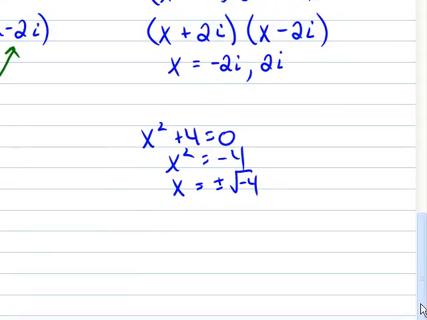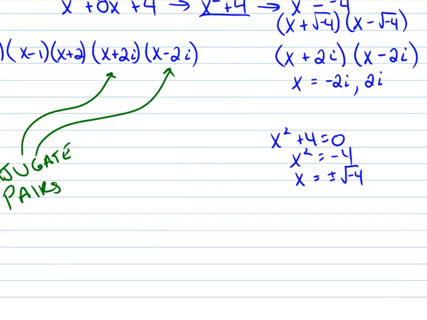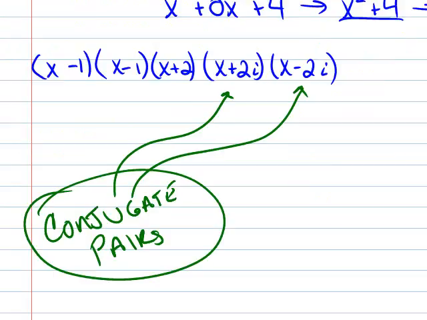Okay, notice that 2 of our factors were x plus 2i and x minus 2i. 2 of our zeros were negative 2i and plus 2i. Those are conjugate pairs, and if you have complex roots, they're going to occur in conjugate pairs all the time. So if you factor something and you get 2 plus 3i as one of your zeros, 2 minus 3i is going to be one of your other zeros. So they always occur in conjugate pairs.